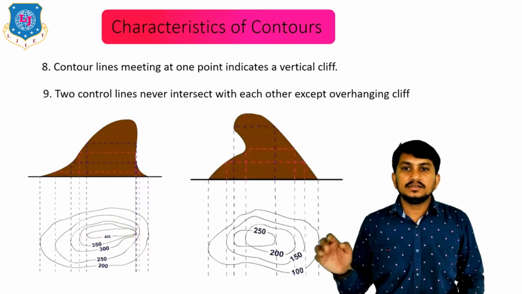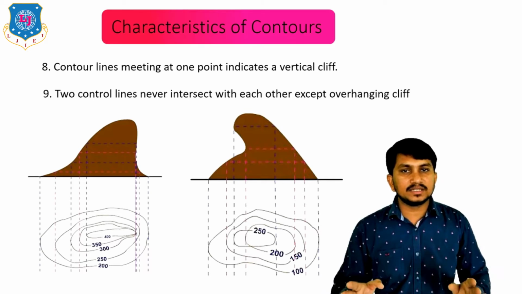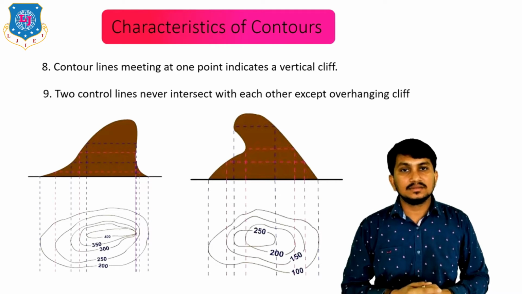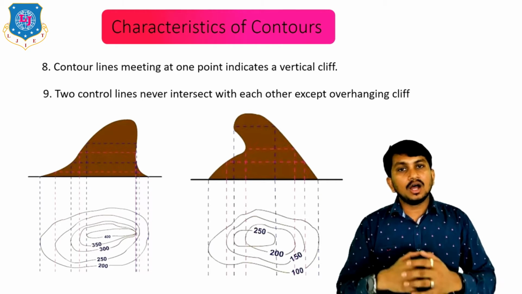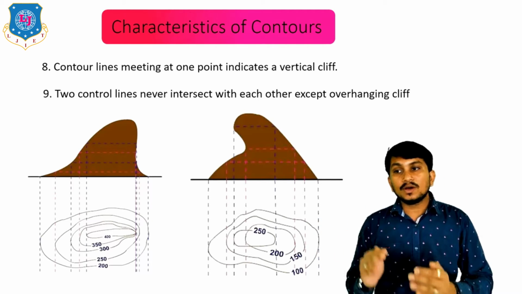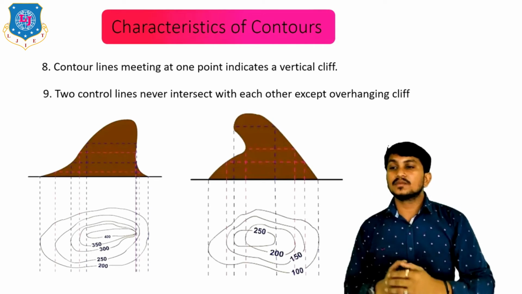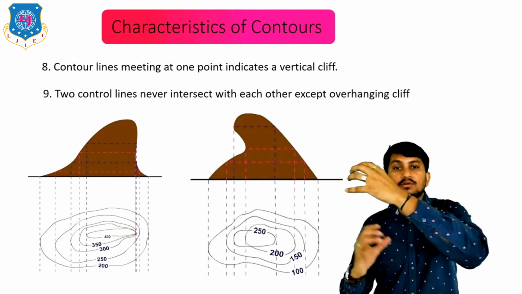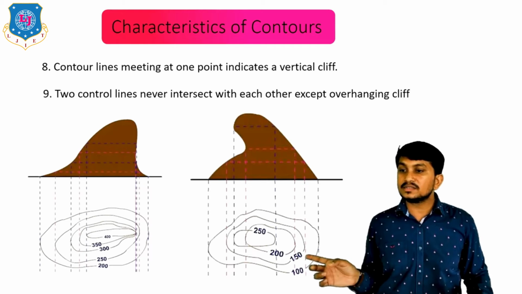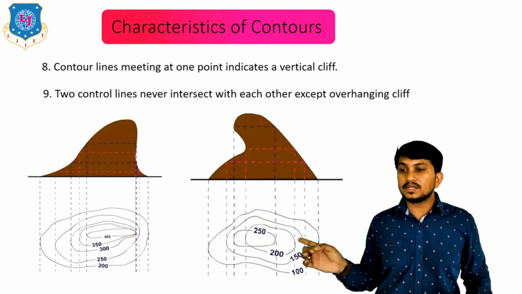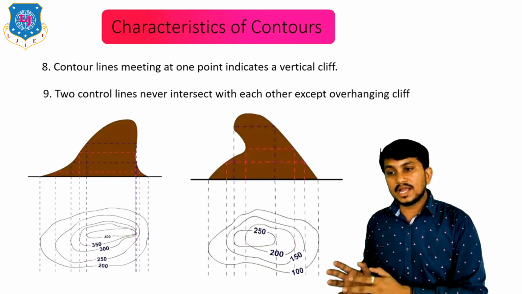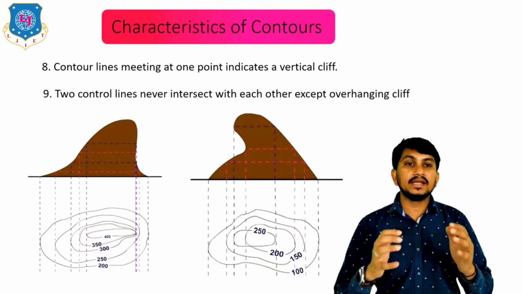Next, two contour lines never intersect with each other except in an overhanging cliff. This one case is the exceptional one; in all other cases, two contour lines never intersect. Here in the overhanging cliff, the top portion of the hill is overhanging from the bottom portion, so the contour lines intersect with each other. Here you can see the contour lines of 250 meter and 200 meter intersecting. This intersection is only observed in an overhanging type of cliff.